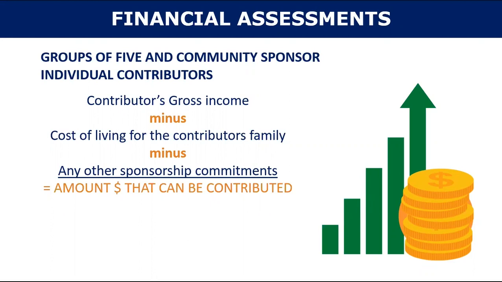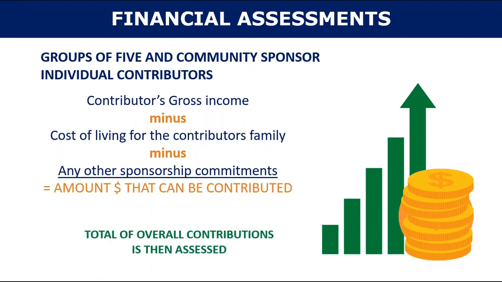Once the individual's financial capacity has been determined using that formula, then IRCC will take a look at the overall contributions by each person contributing funds, and they will assess whether the sponsoring group as a whole has the financial capacity. So again, they take a look at the individual contributors first, and then they take a look at all of the contributors as a whole together as a group to see if they have the financial capacity. And I'm going to go through a quick demonstration of this formula for you right now.